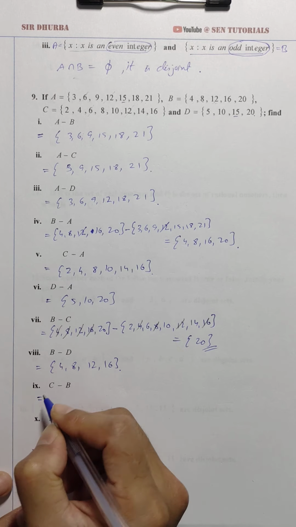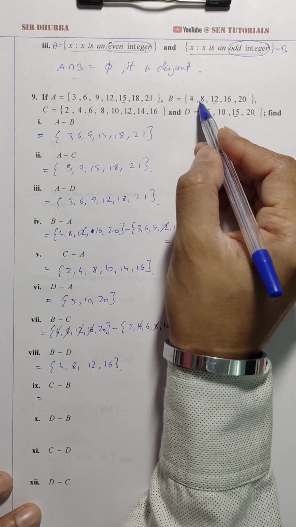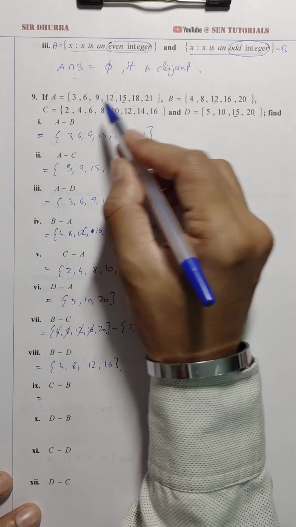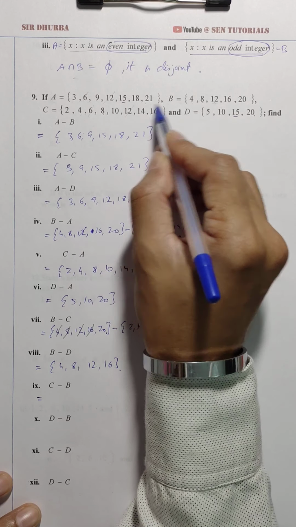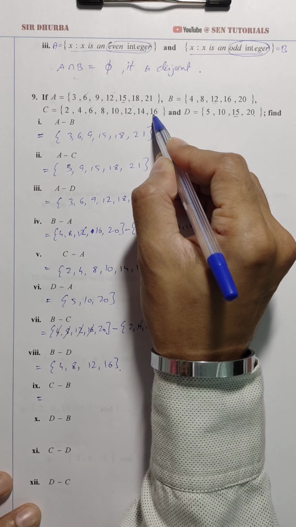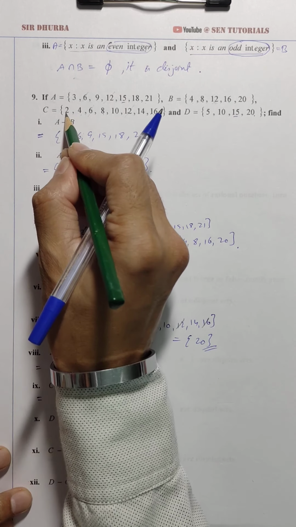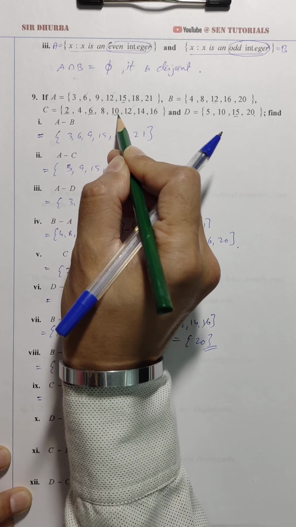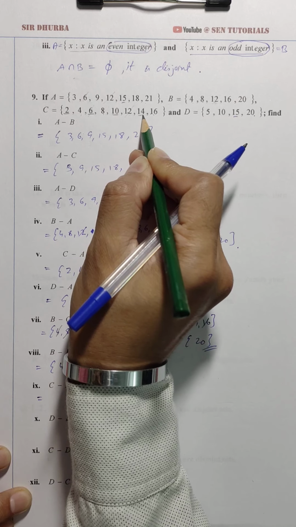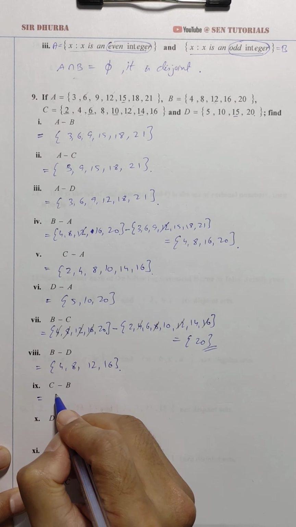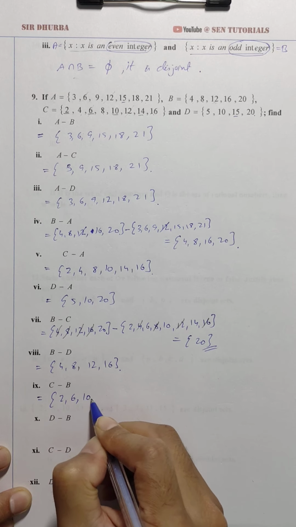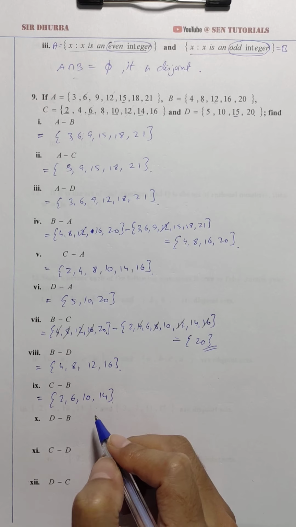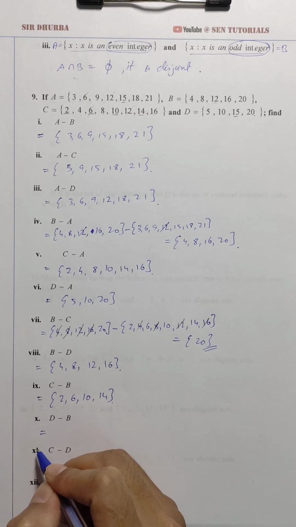Alright. C minus B. From C, subtract B and remove the elements. I can remove 4, 8, 12, 16. So the elements that will be left would be 2, 6, 8 removed, 10, 12 removed, 14, 16 also removed. So I'll be left with 2, 6, 10, 14.